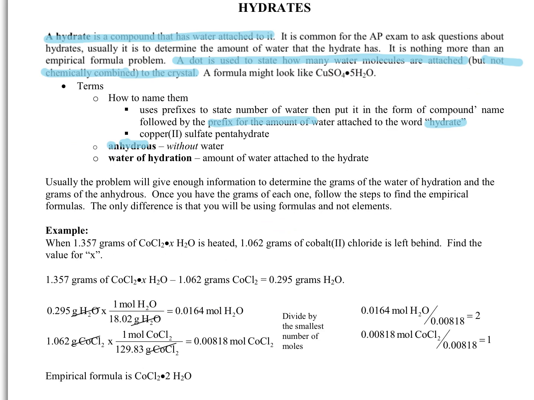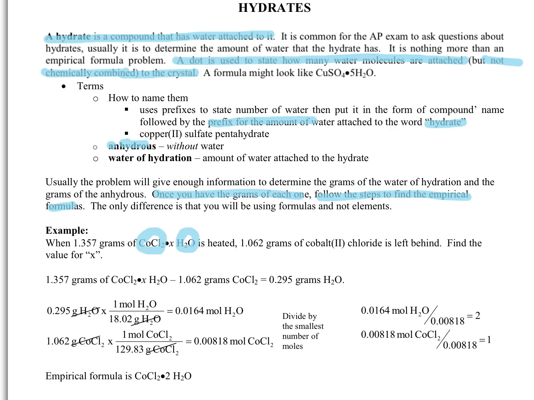So once I have grams of each, both the water and of the anhydrous, of the compound that the water is attached to, then I'm just going to follow the steps to find empirical formula. Once again, I'm looking for the simplest ratio, but this time instead of the simplest ratio of atoms, I'm looking for the simplest ratio of how many of these to how many of these. How many crystals, how many of that compound per how many waters.